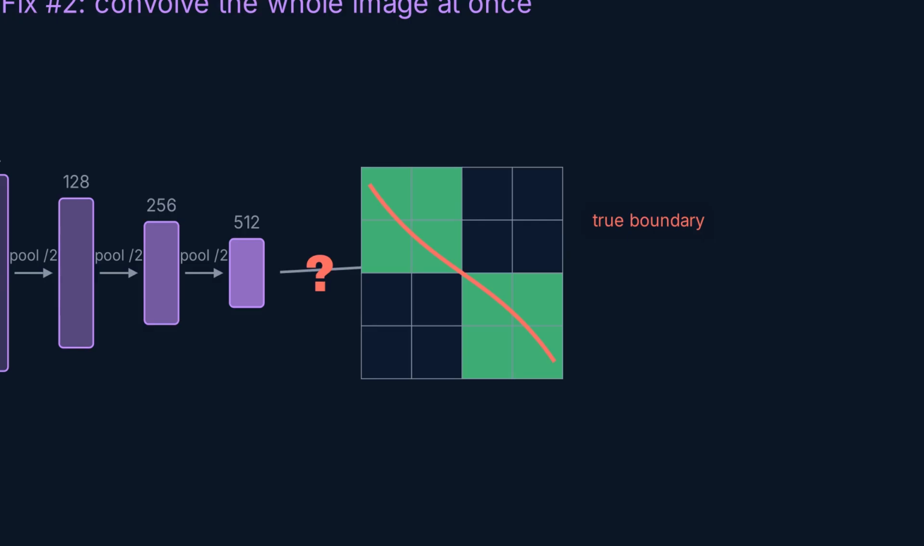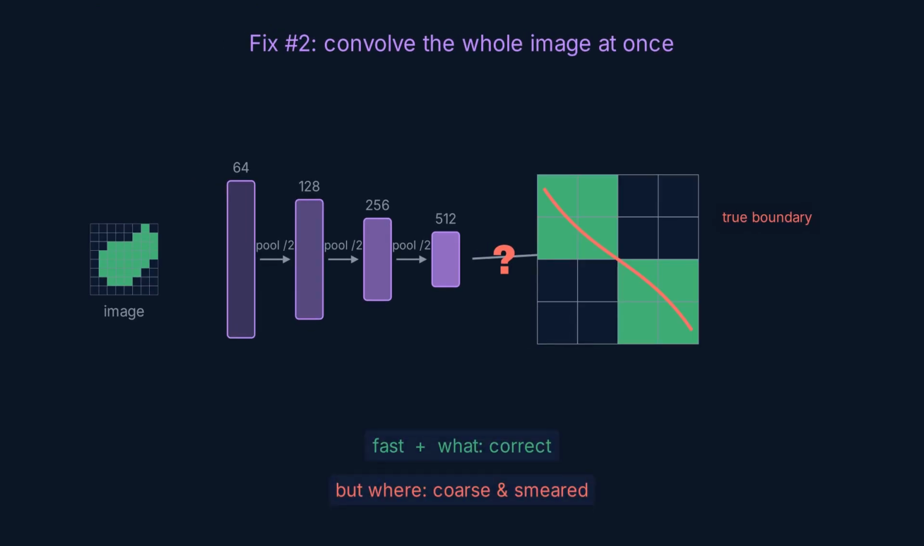But look what pooling did. Every time we shrink, we lose fine detail. So when we ask where exactly the boundary is, the answer comes back coarse and blocky. The what is right. The where got smeared away.